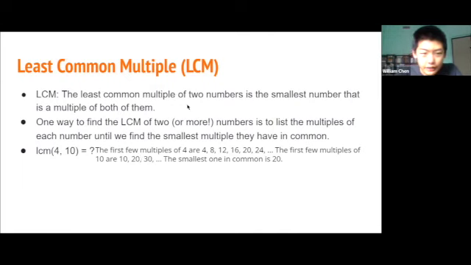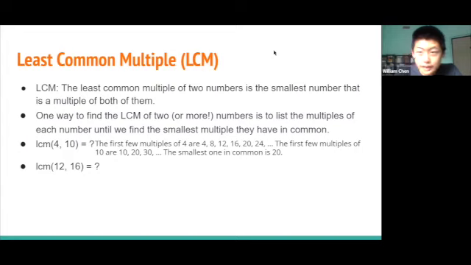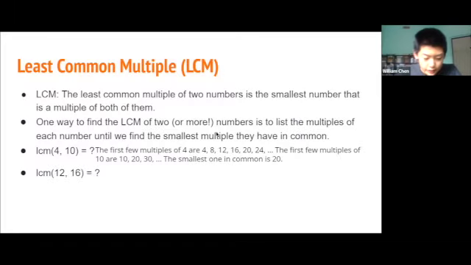Now, can you guys try finding the LCM of 12 and 16? If you have the answer, please post it in the chat. The right answer is 48.